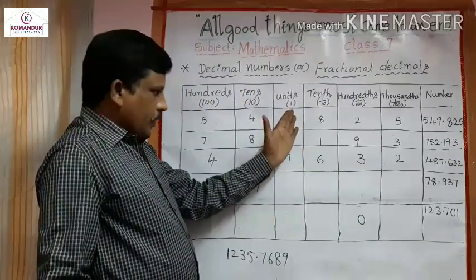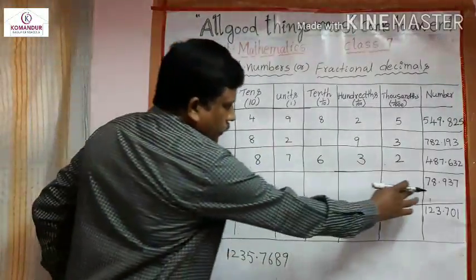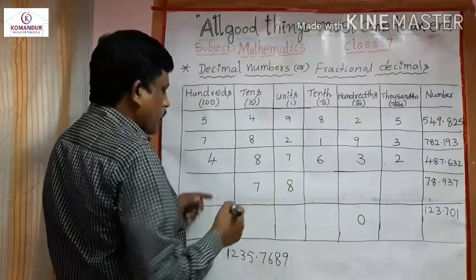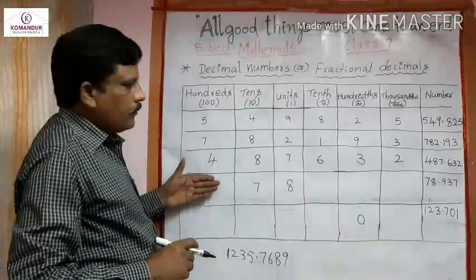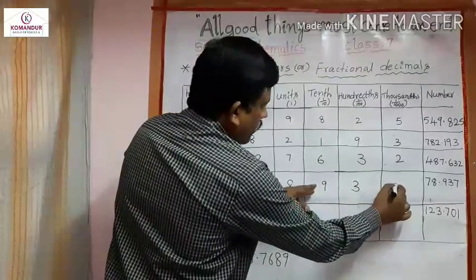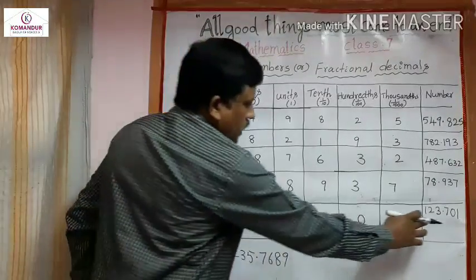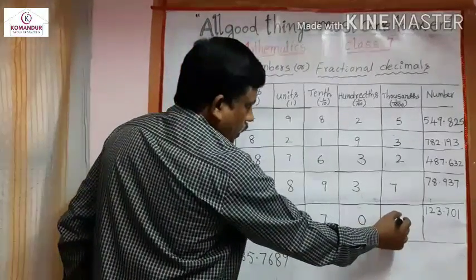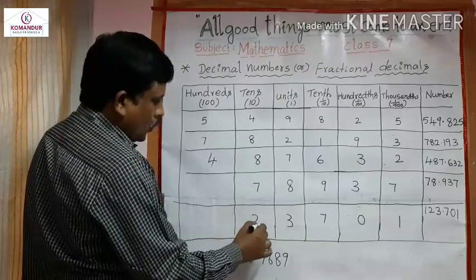Units means the number on the decimal's left side; we write that on the left side. What are the numbers here? The units place is 8. 7 is given, so here there is no need to write any number, or we can leave this place empty. Here 9, 3, 7. Next, see here: 701, write 7 here, 7, 0 already given, 1, then 3 here, 2, 1.